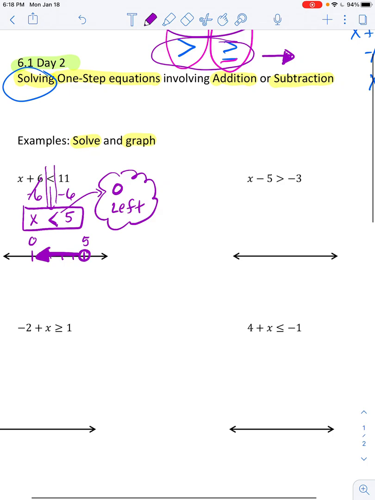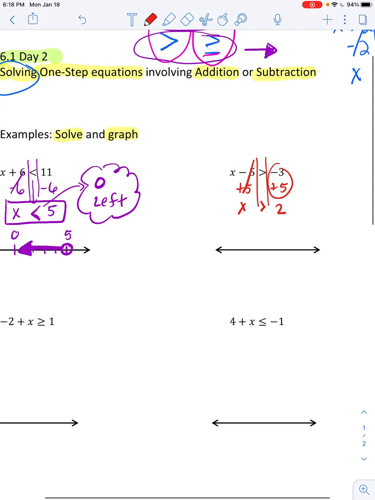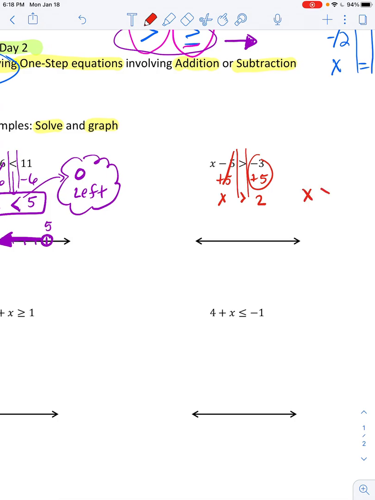Alrighty, how about the neighbor? This one I'm going to again draw this in so I keep things in balance. To get rid of my subtract 5 or minus 5, I'll need to add 5, and to keep everything in balance, I do that to both sides. Negative 5 and positive 5 cancel, leaving me with just the x. I do not switch the symbol, and then negative 3 plus 5 becomes a 2. So what I'm ultimately going to be graphing is x is greater than 2.